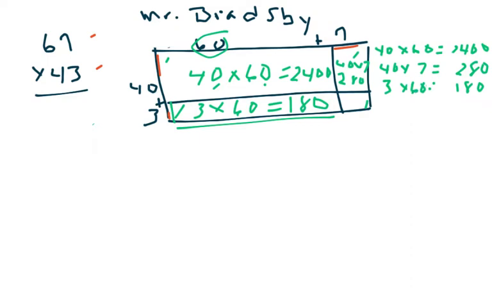Then we got just a little rectangle here, which is a 3 by 7. 3 times 7 is 21. So that one's 21. There we are.